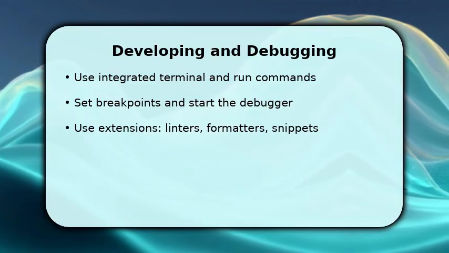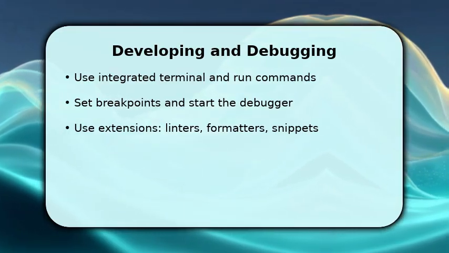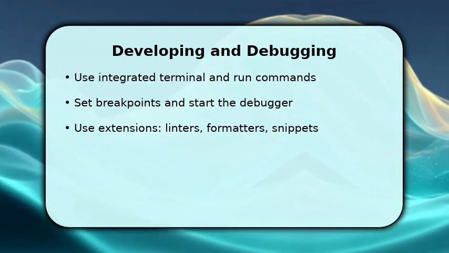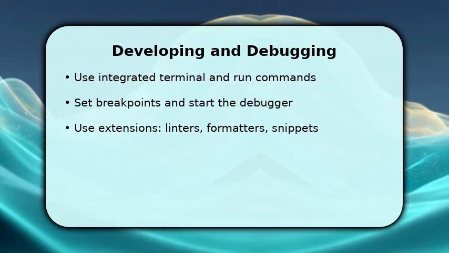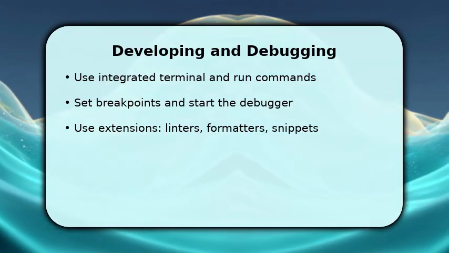Use the problems pane to fix lint errors and run the formatter to keep code consistent. Once you connect source control, commit frequently. Make sure to explore snippets and tasks to automate repetitive steps.